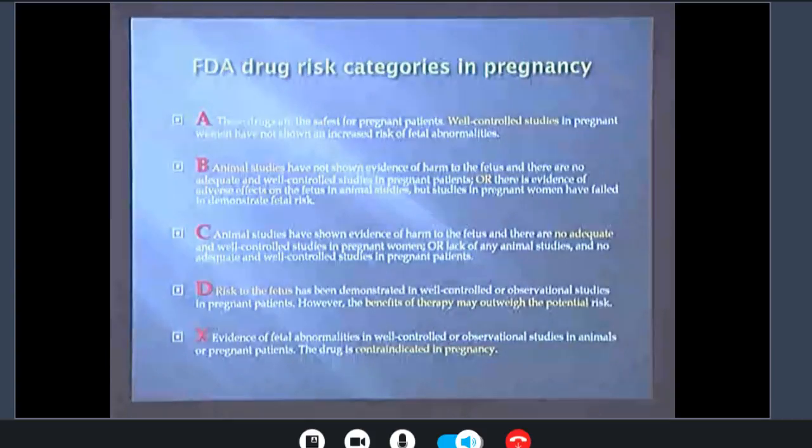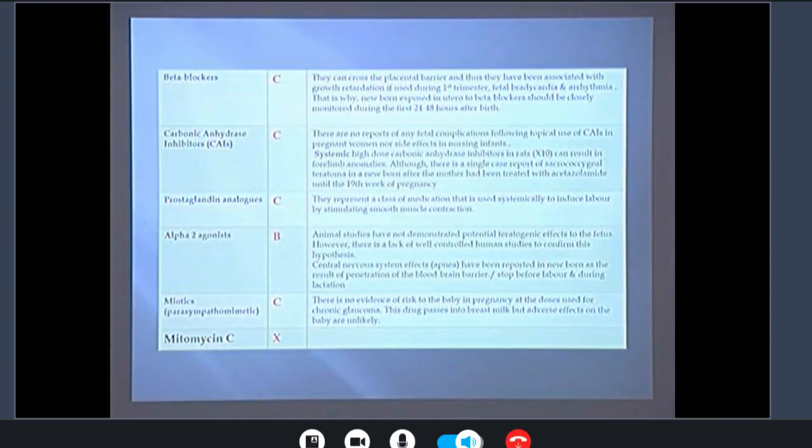We are all familiar with this FDA categorizing of the drugs used in pregnancy. Just for a short, quick reminder, it all depends on clinical trials conducted on animals or in humans. A, clinical trials on humans have shown its safety. B, animal trials show its safety, but there are no human trials. C, animal trials have shown that it can cause harm to the fetus, but observational studies were not enough to support that in humans. D, there is a risk of using the medication in a pregnant lady, but sometimes benefits may outweigh the potential risk. X are medications that are contraindicated in pregnancy, absolute contraindication.